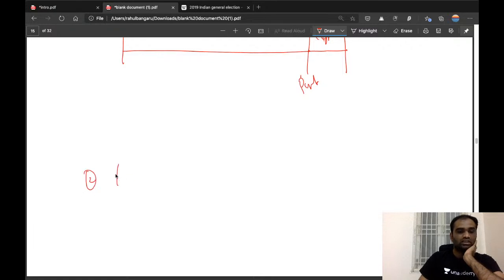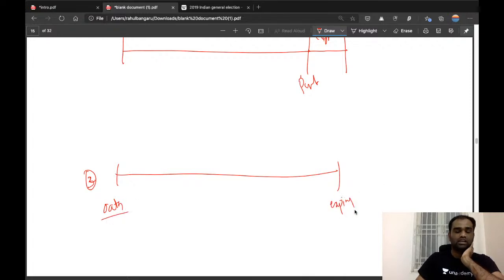Now the third provision with respect to tenure is this: for example, this is the date where the new Lok Sabha members take oath, and this is the date where their term expires. Even before the expiry of the term of Lok Sabha members, elections should be carried out. The new members, after the expiry of the old members' term, should take oath within 6 months.